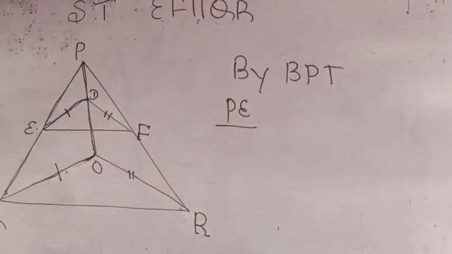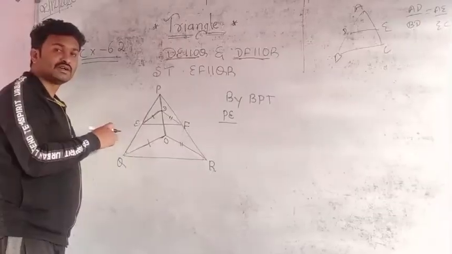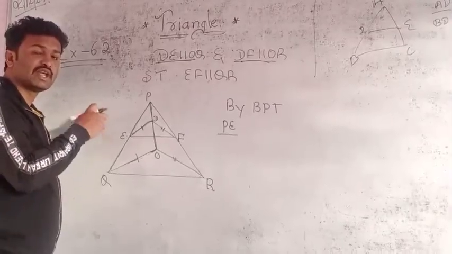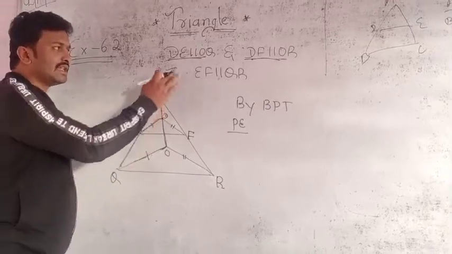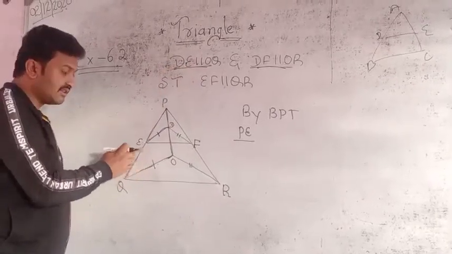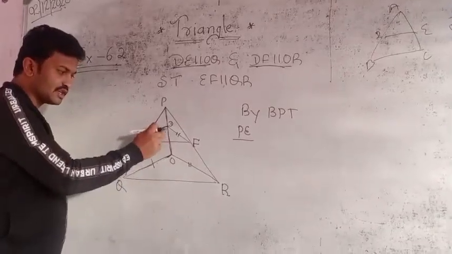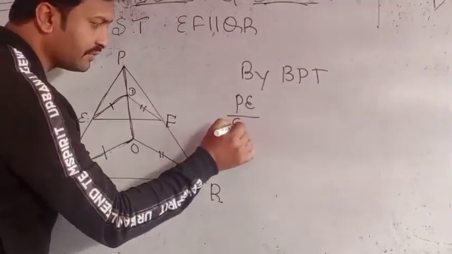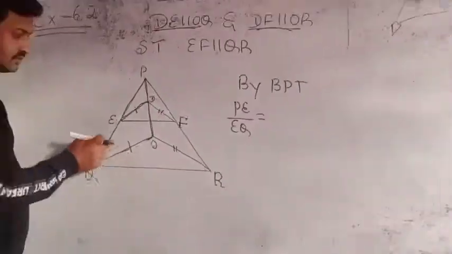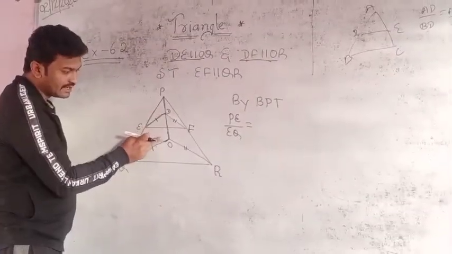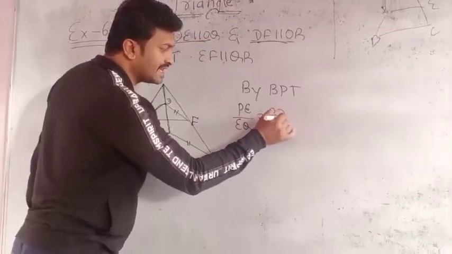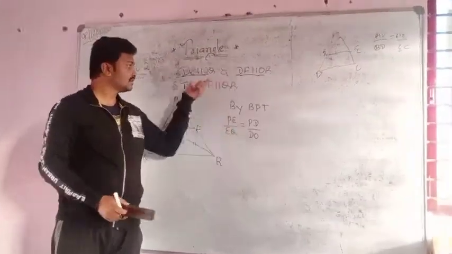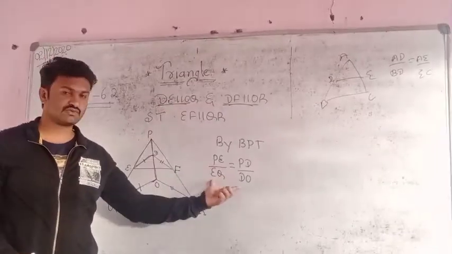Why are we writing this ratio? For similarity, we have corresponding sides in the same ratio. Okay, if both are parallel, they are given. If these two are parallel, then we can write the equal ratio. That is PE divided by EQ equals to what? PD divided by DO. Okay. Why is this? For this reason. We wrote this one.